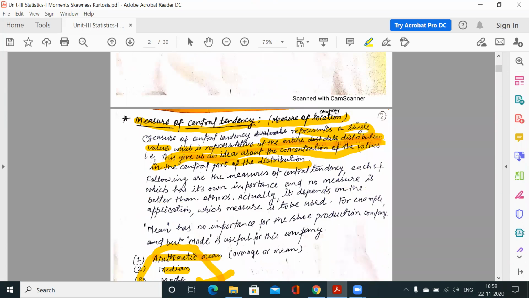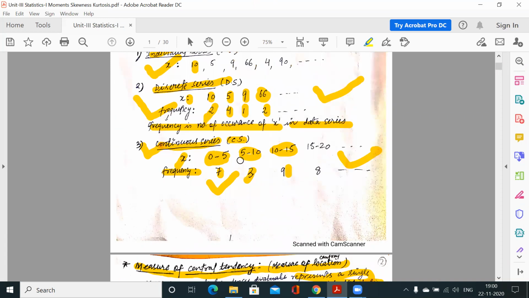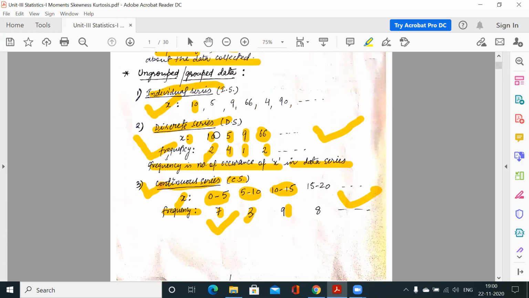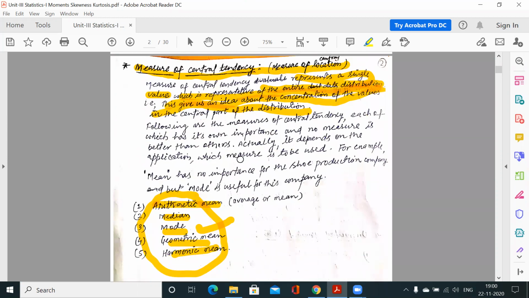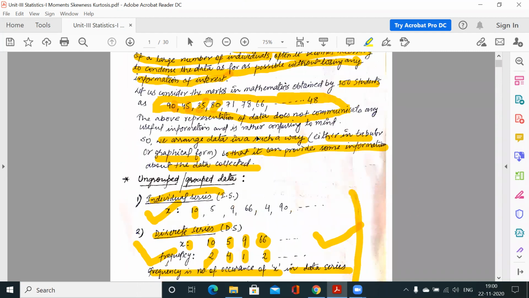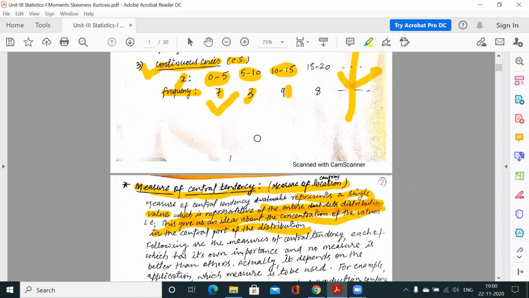So whenever we have to calculate any measure of central tendency, we must notice what form of data we have: either it is in individual series, discrete series, or continuous series, because for all these forms we have different formulas. So first we have to notice whether the data is given in individual series form, discrete series form, or continuous series form.